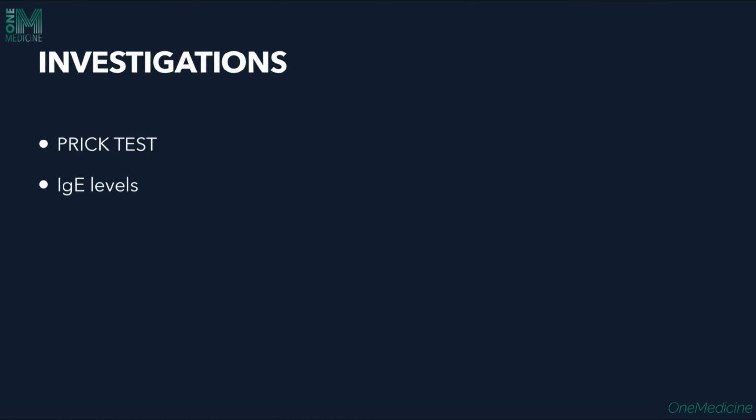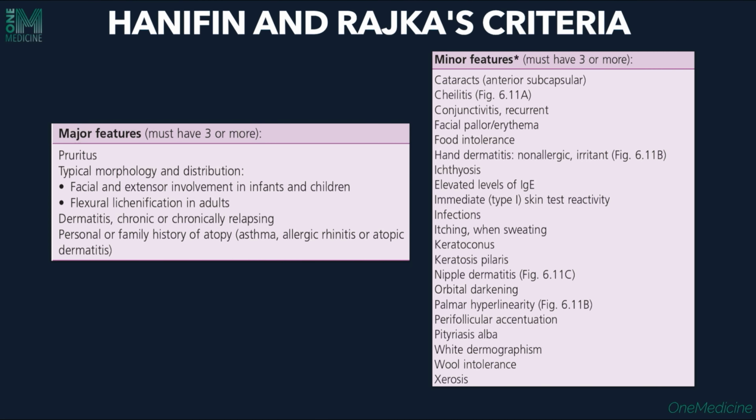So investigations: prick test and measuring the IgE levels. Normally IgE levels will be less than 200 international units per ml, but it will be more than 200 in atopic dermatitis. We have Hanifin and Rajka's criteria, which is an important criteria to diagnose atopic dermatitis. Here we have major features and minor features.